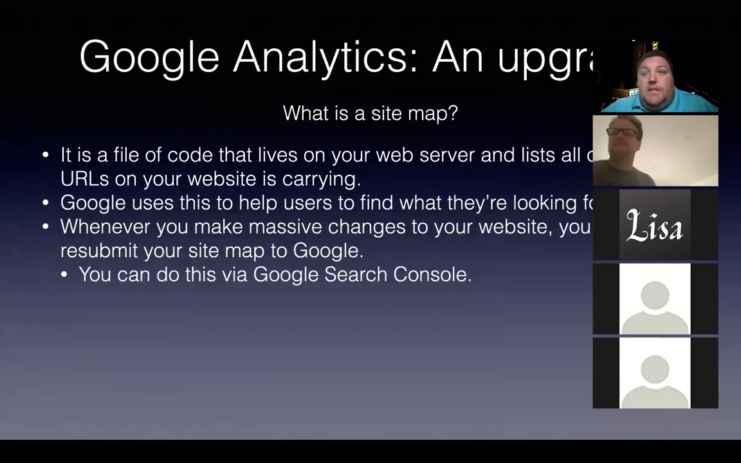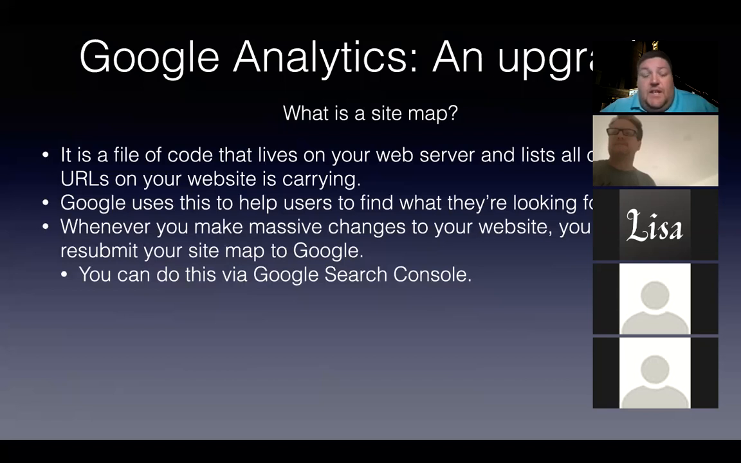So I mentioned before, what is a sitemap? A sitemap is a file of code that lives on your web server and lists all of the relevant URLs on your website and what it is carrying. This is very important because this is how Google and all search engines find your website, based on text on your website and text that is put into a sitemap. And I said Google uses this to help users find your website. Anytime you go through a massive change to your website, such as a layout structure or just an overall redesign, you need to resubmit your sitemap to Google. This is free, so this is not something you have to pay for. And you do this via Google Search Console.